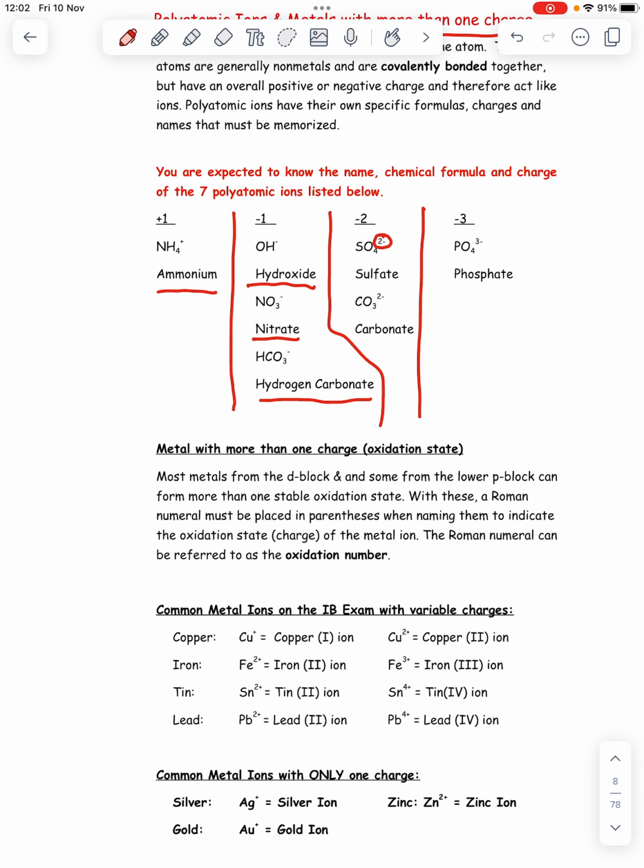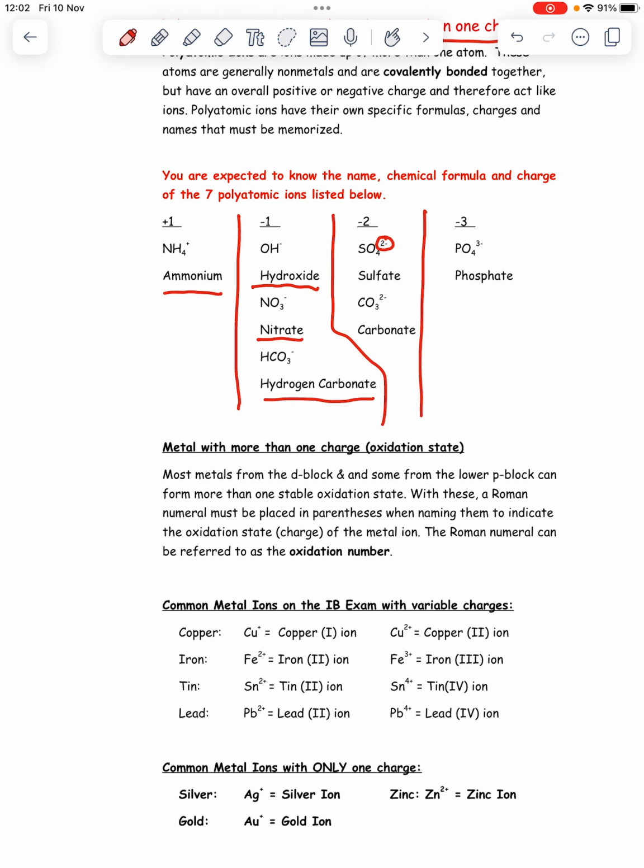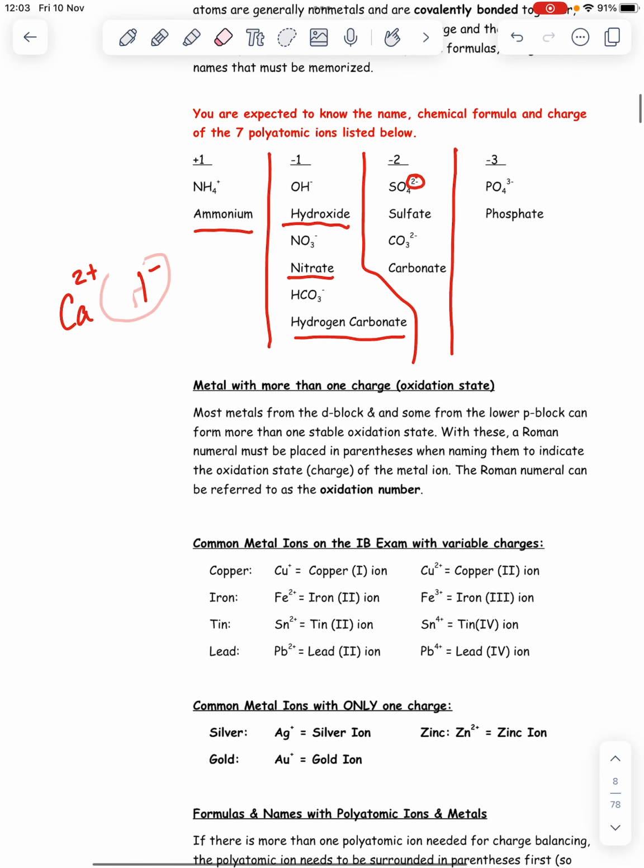Okay, but once we know the charge, they're pretty straightforward to use. For example, if I had calcium hydroxide, calcium forms a 2+ ion and hydroxide is a 1- ion. So I need to balance this with the crisscross rule. I need 2 hydroxide ions. But in order to show 2 of this whole hydroxide, I use parentheses. So I write OH and I put a 2 down here. I'm not going to include this 2 anymore. And this would be the formula of calcium hydroxide.